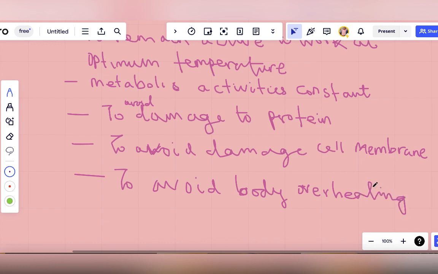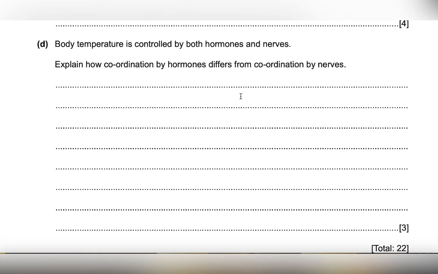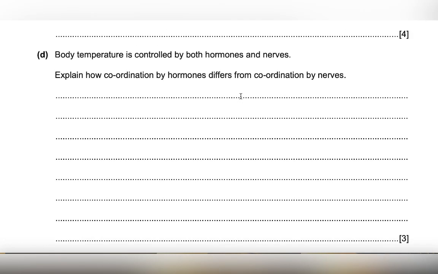Let's go to another question, because I think this is 4 marks, and I think we have already been able to attract the whole 4 marks. Let's go to D. I think this question is 22 marks. You can see how long it is. So we go to question 4D. Let's quickly answer this, and then we call it a day for part 2. Now, body temperature is controlled by both hormones and nerves. Explain how coordination by hormones differs from coordination by nerves.